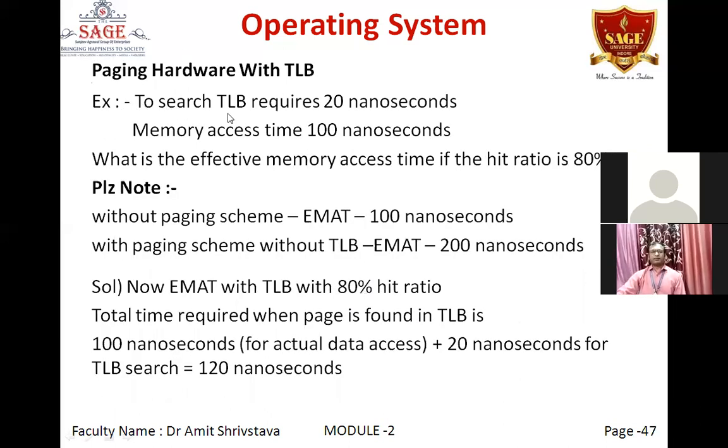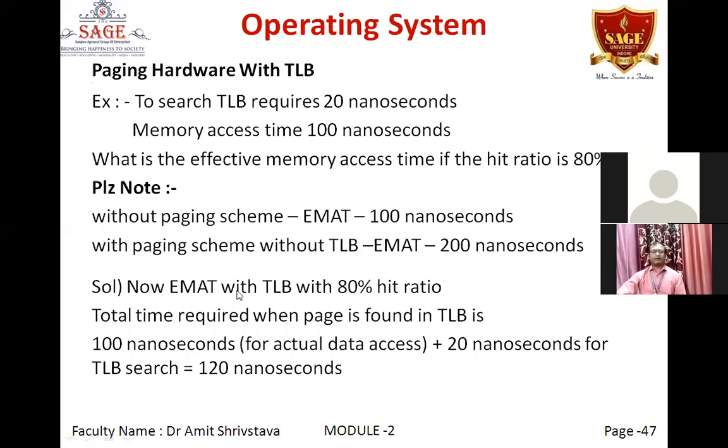Now, suppose for example, to search the entry in the TLB, it requires only 20 nanoseconds. And if we access the memory, then it is 100 nanoseconds. So what is the effective memory access time? The hit ratio is 80%. Now, please note that without the paging scheme, effective memory access time was 100 nanoseconds. When we were using the paging scheme, the total effective memory access time is 200 nanoseconds because we are requiring two memory accesses, one for the page table, another for the actual physical memory instruction.